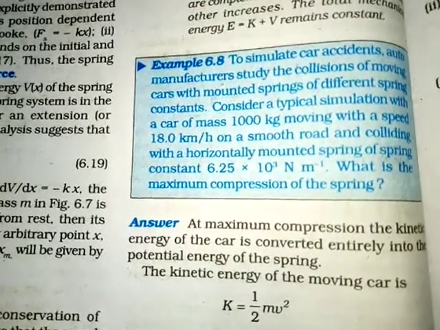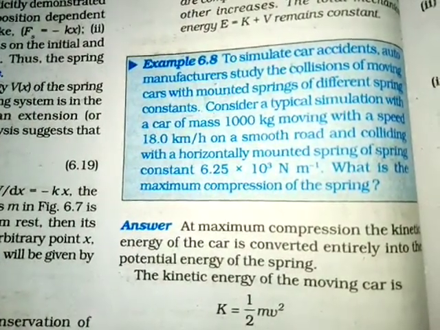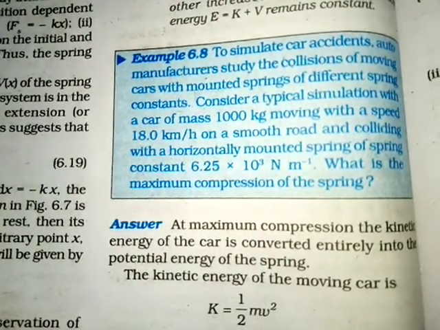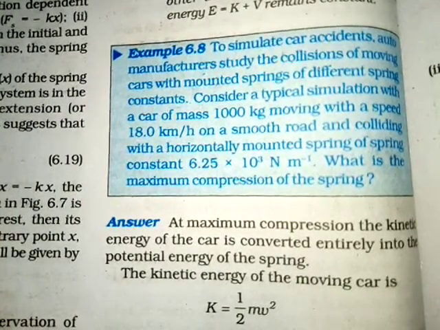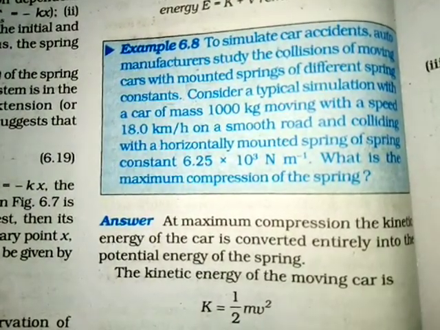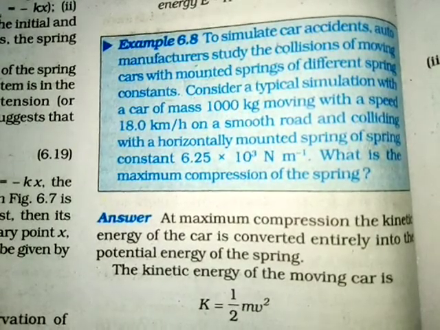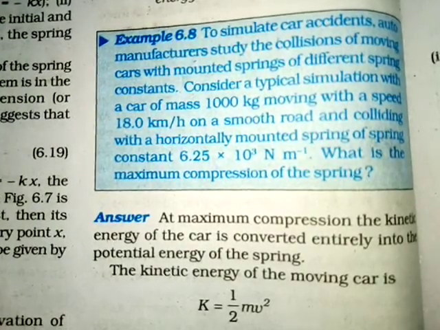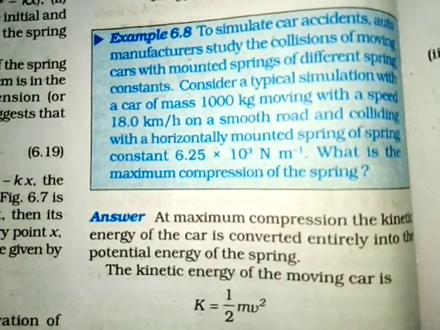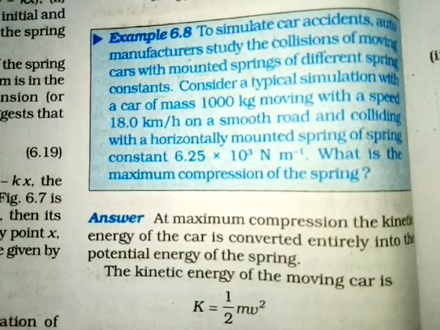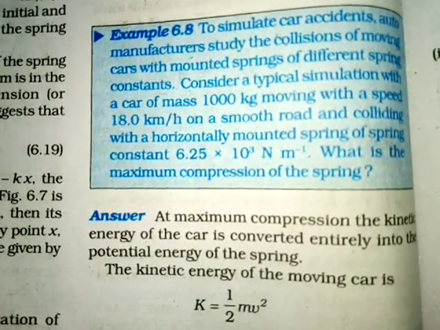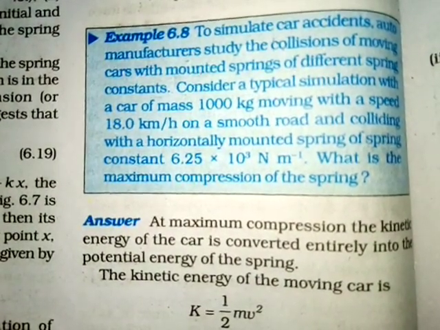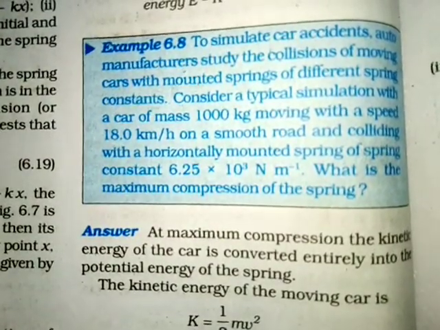Example 6.8. To simulate car accidents, auto manufacturers study the collisions of moving cars with mounted springs of different spring constants. Consider a typical simulation with a car of mass 1000 kg moving with a speed of 18.0 km per hour on a smooth road and colliding with a horizontal mounted spring of spring constant 6.25 × 10^3 Newton per meter. What is the maximum compression of the spring?